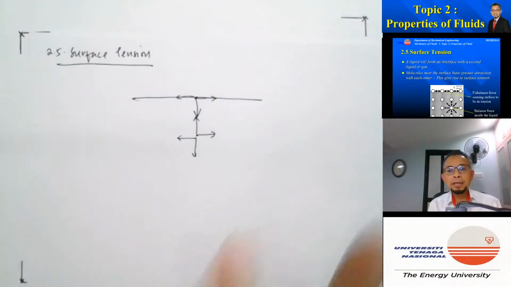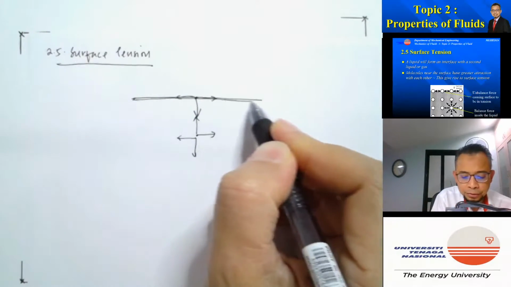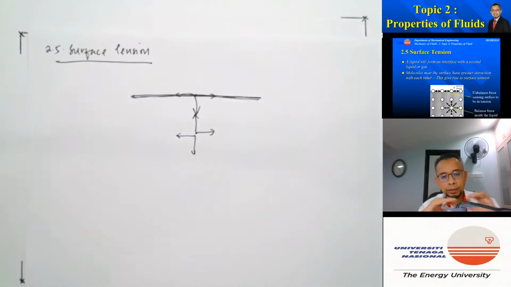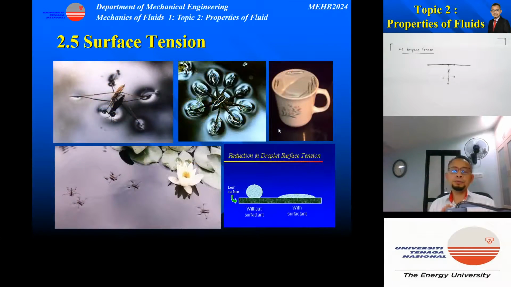So there is an imbalance in forces, and because of that, it gives rise to surface tension, which will try to reduce the area of the surface as much as possible. The imbalance in forces causes the surface of the liquid to be in tension. It gives rise to certain phenomena. For example, we can see that a water bug can sit on top of water without sinking.